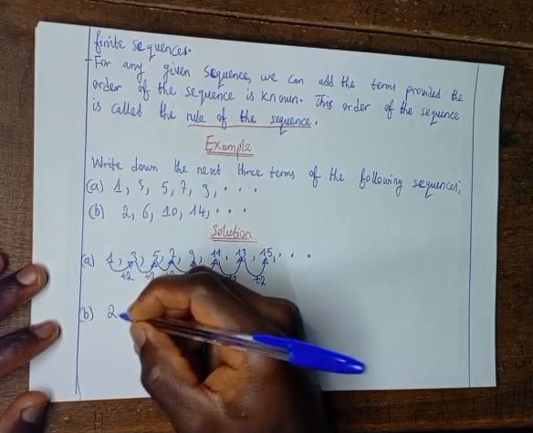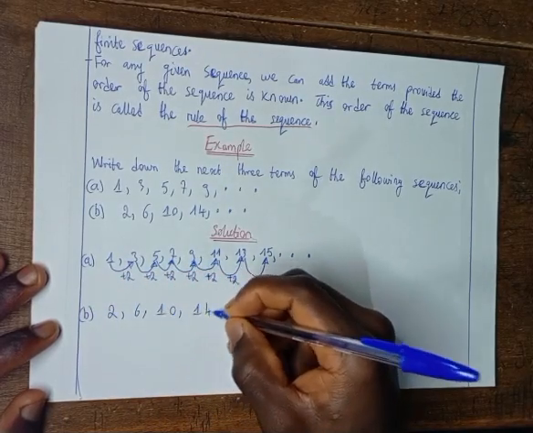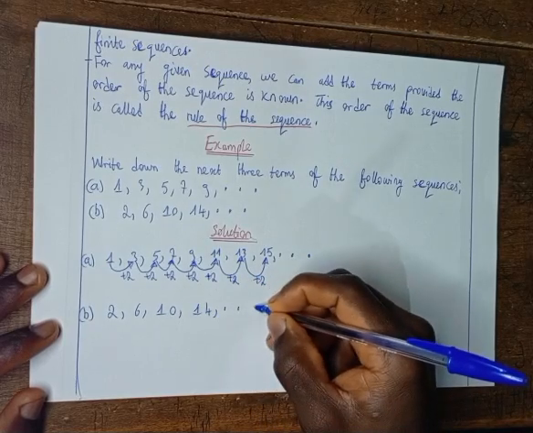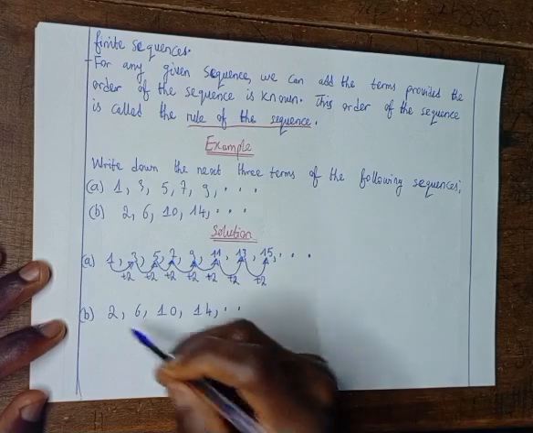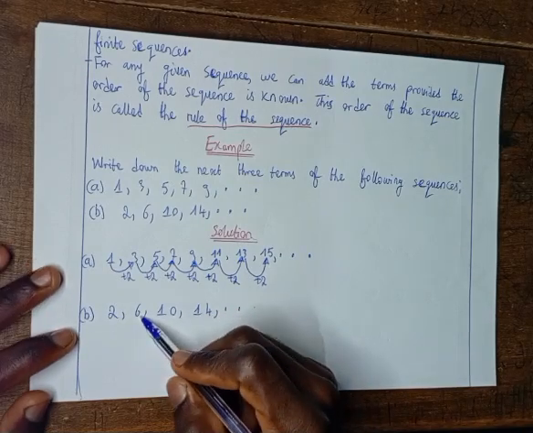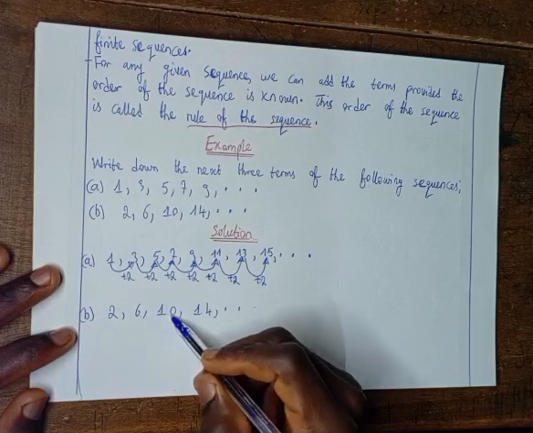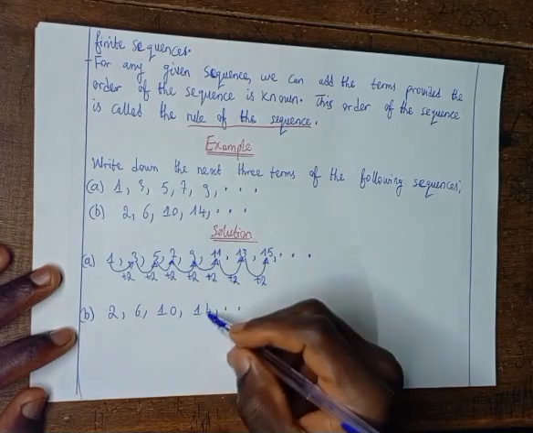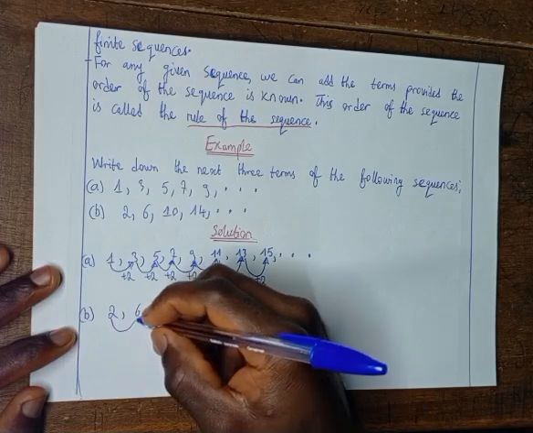For B, we have 2, 6, 10, 14. Now we need to identify the rule here. We know from 2 to 6, the difference is simply 4. 6 to 10, the difference is simply 4. 10 to 14, the difference is simply 4. So in this case, the rule is simply addition of 4.